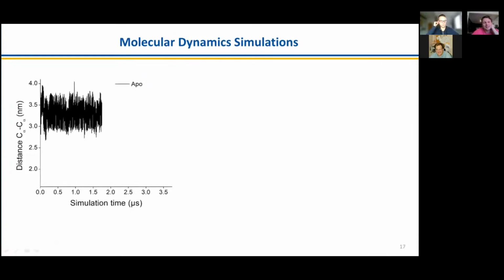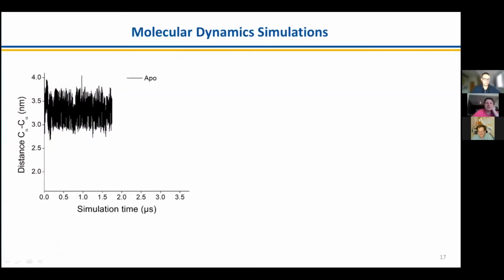Here we can see the results that we get from the MD simulations. We have plotted the distance between the C alpha atoms of the amino acids that we also labeled for the PELDOR experiment and monitored them as a function of the simulation time. We simulated up to 3.5 microseconds, and we can see that the apo state is pretty well defined at a distance of about 3.5 nanometers.